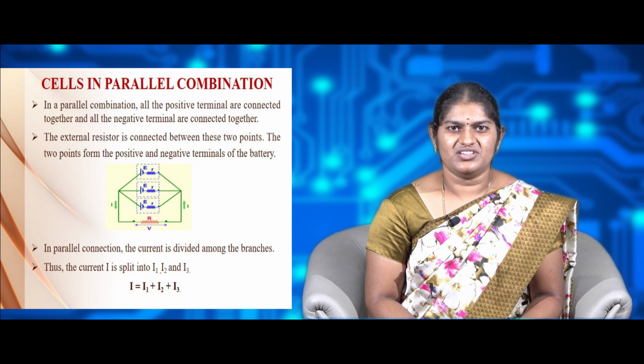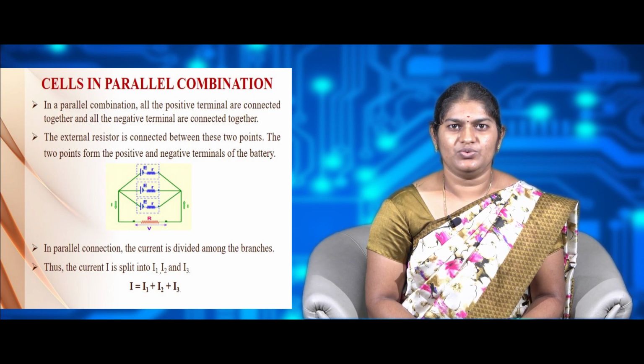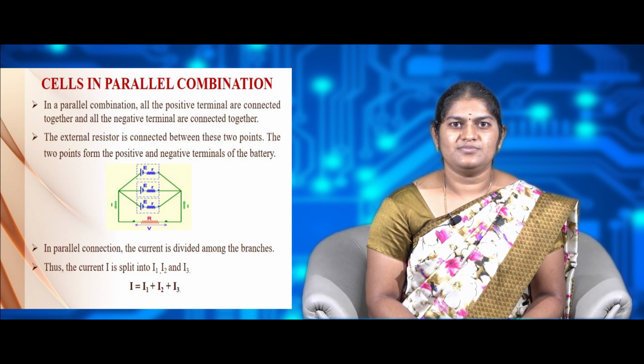Next we are going to discuss cells in parallel combination. In parallel combination, all positive terminals of the cells are connected together. All the negative terminals of the cells are connected together. The external resistance is connected between these two points. These two points form the positive terminal and negative terminal of the battery. In parallel connection, the current is split among each branch. The current I is split into I1, I2, I3. The total current I can be written as I is equal to I1 plus I2 plus I3.